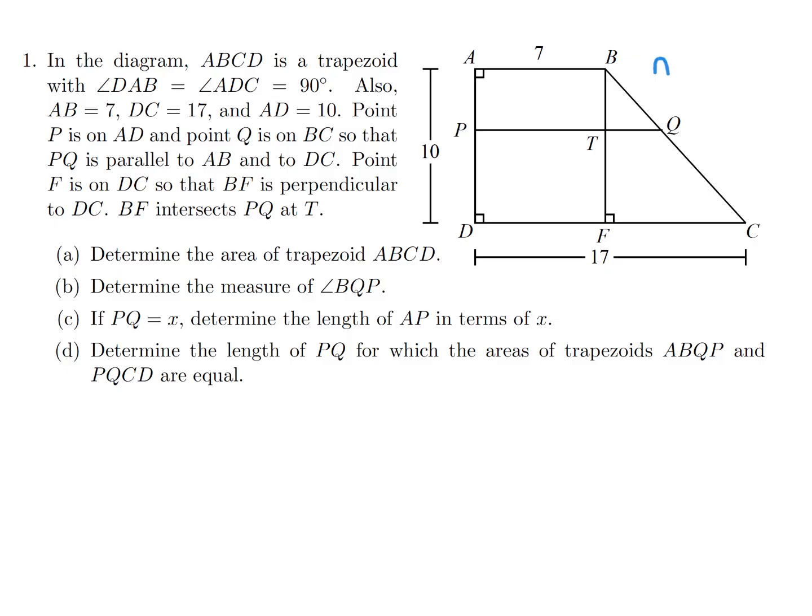Area of a trapezoid would be the top, which in this case is 7, plus the bottom, which is 17, all divided by 2, and multiplied by the height, which in this case is 10. So that looks to me like 12 times 10, and that is 120.